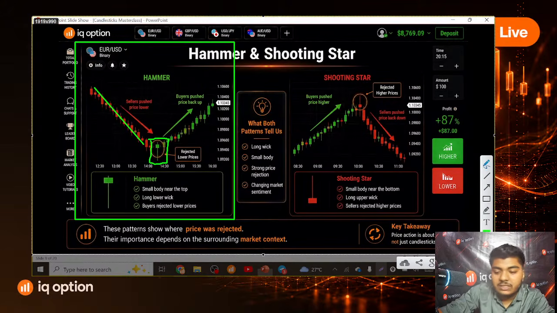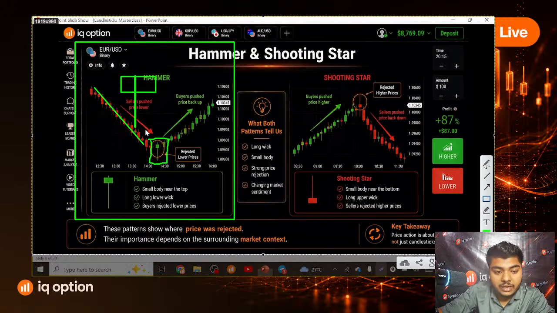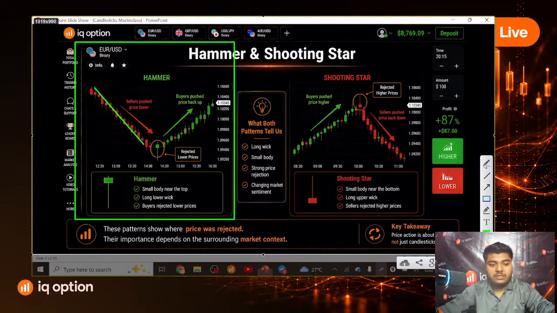Why do we call it a hammer? Because it looks like a hammer, with a good lower rejection, as we already discussed. A bullish candle with a lower rejection means full potential, a good buyers' pressure. Because it looks like a hammer, that's why traders call it a hammer candle.